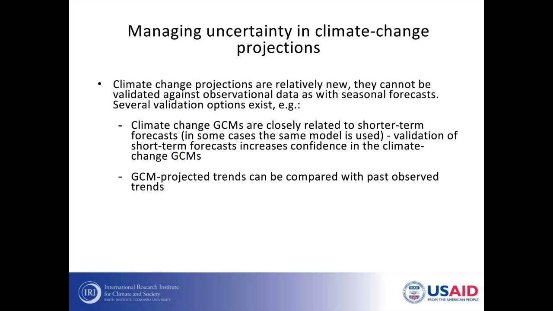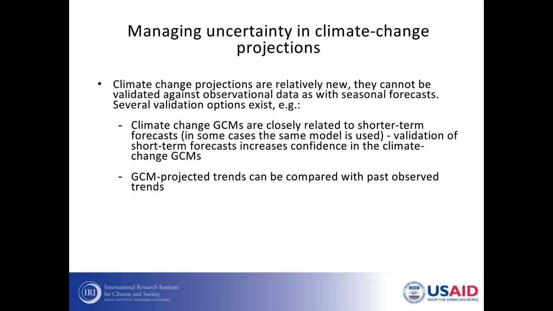How do we manage the uncertainty in climate change projections? Climate change projections are relatively new, and they cannot be validated against observational past data in the same way as seasonal forecasts can. However, several validation options exist. For example, the GCMs used to make climate change projections are closely related to the ones that are used for shorter-term seasonal forecasts. In some cases, it's even the same model that's used. So by validating the short-term forecasts made by these models, that can increase our confidence in their climate change projections.